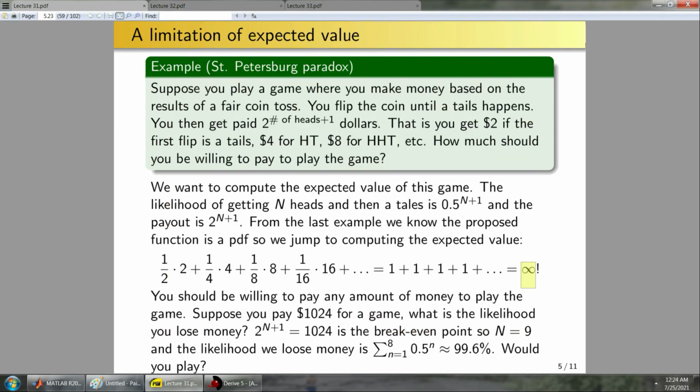So this kind of begs a question: what really is going on here in this problem? Well, the probabilities of getting these large payouts are very, very, very tiny.